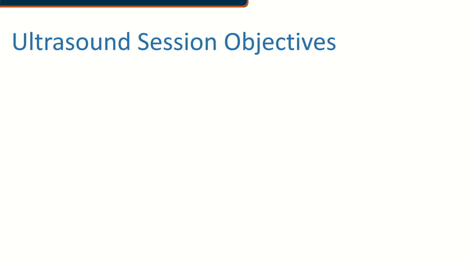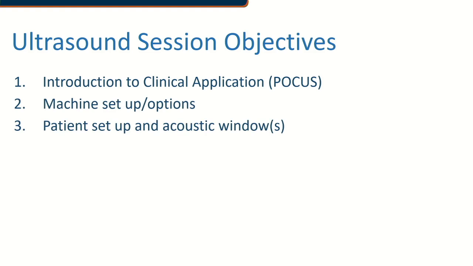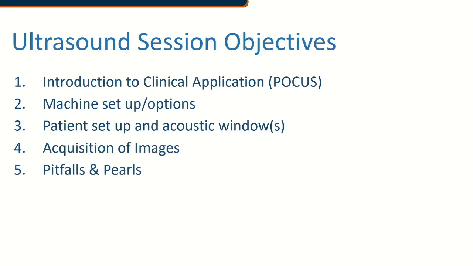So for today's session, the objectives we're going to be covering will be an introduction to the clinical applications of our POCUS exam, machine setup and options. So I will show you some of the things you need to be aware of on the machine itself, patient setup and the acoustic window you'll be using to look in the pelvis, and how to acquire the images, and some pitfalls and pearls that you'll run up against, and an SPI snapshot. And don't forget that you can find your scanning cards on the Blackboard website.